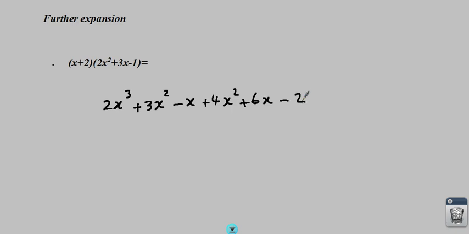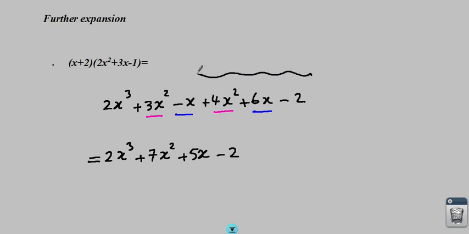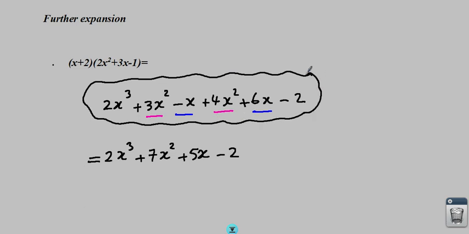Now we note that we have an x cubed term. We have 2 x squared terms and 2 x terms. So we collect like terms. 2x cubed. 3x squared plus 4x squared is 7x squared. Negative x plus 6x is plus 5x. And the constant is minus 2. Now I would like you to think about a shortcut that will spare you the need to write this out. Can you think of a way to do it?